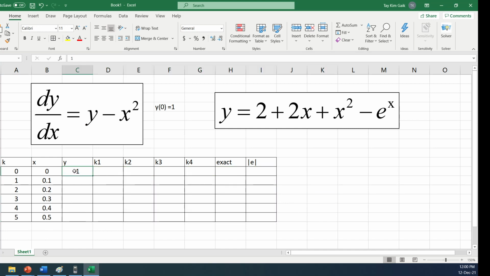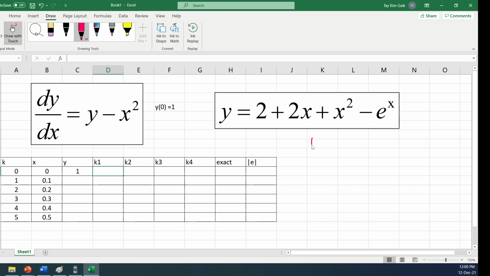Okay, so given x0, y is 1. We're going to calculate the K1 formula. K1 is h times f(x,y), where h is 0.1 and f(x,y) is y minus x squared.